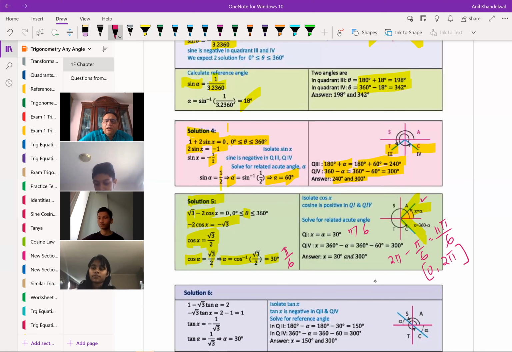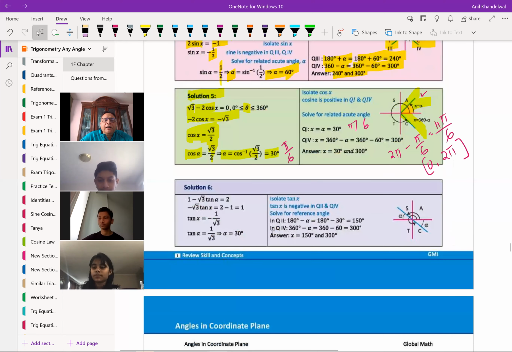So likewise, you can solve all the questions by just identifying in which quadrants the trigonometric ratio is positive or negative. The last solution before us is 1 minus square root of 3 tan alpha equals 2. When you rearrange it, you get tan x equals minus 1 over square root 3. Here also, you could use a special triangle and find out the answer.